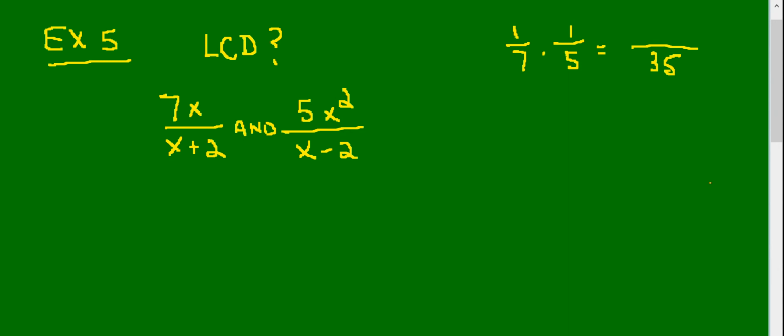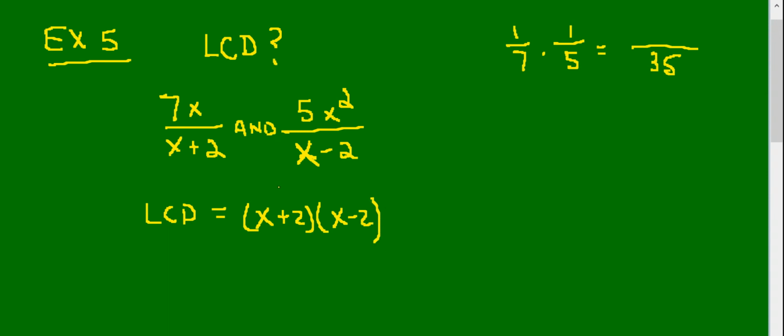Okay, but for the sake of our next problem, when I get this situation with binomials, this x plus 2 and x minus 2, I really can't manipulate that as well, so I can just say that the LCD equals x plus 2 times x minus 2. And this is the LCD.